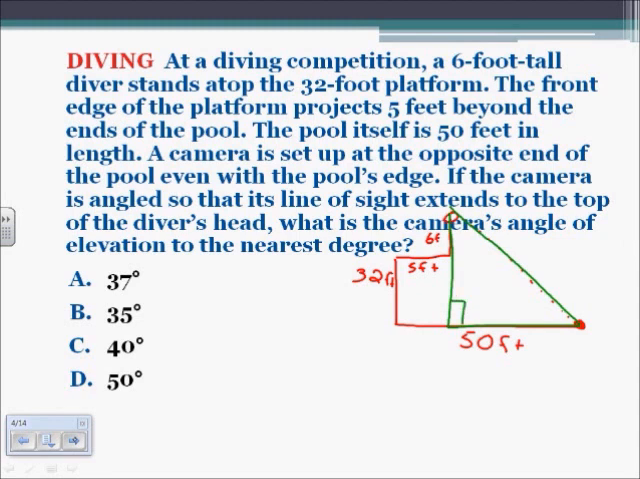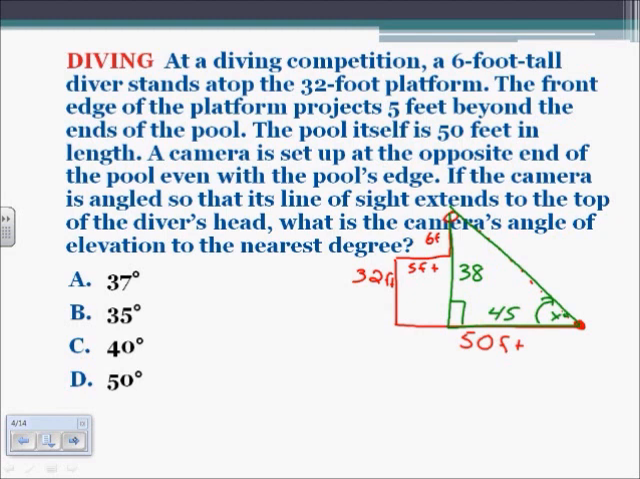Now, the triangle that we're trying to solve has a height of 32 plus the height of the person, 6, so 38 feet. And it really has a length on the bottom of not 50 feet but 45 feet, because if the entire length of the pool is 50 feet and the diving platform goes 5 feet into the pool, we're left with 45 here. And the question asks, what is this angle of elevation? So we'll call that our x.